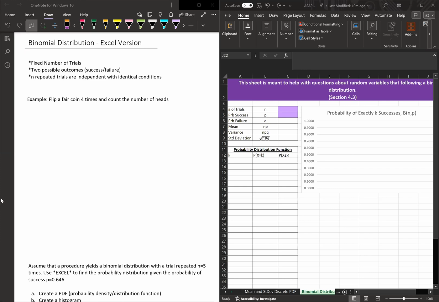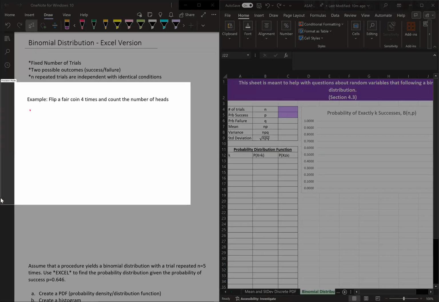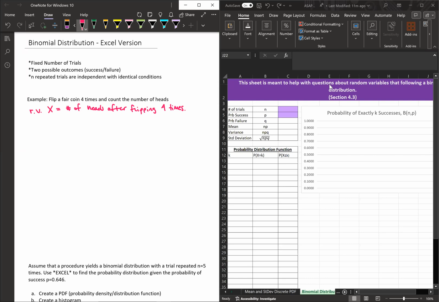So the first example, we're going to flip a fair coin 4 times and count the number of heads. So we said before our random variable X is going to be the number of heads after flipping 4 times. And we've seen it computed all of the different outcomes and then put into a probability distribution table. We don't really need to do that this time.